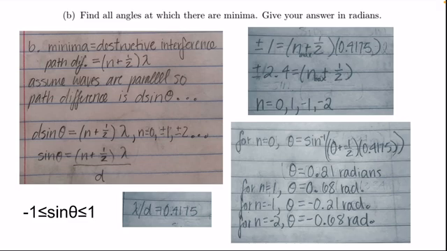So all we have left to do is just rearrange so that d sine theta equals n plus 1/2 times wavelength, solve for theta, and plug in the values for all the n values. So for n equals 0, theta ends up 0.21. For n equals 1, 0.68. For n equals -1, negative 0.21. And for n equals -2, negative 0.68. So those are locations where there are minima.